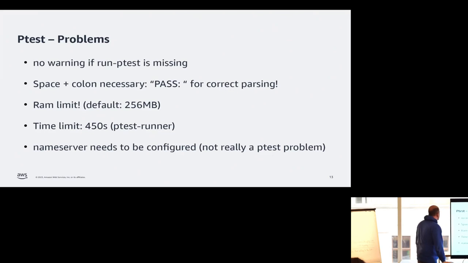Yeah, as I said, problems. It's not all problems, it's just some problems we figured out while developing those tests. So there is no warning if you miss that run-ptest, if it's not in that SRC_URI, there is no warning. If you use it, yeah, that's one mistake you can make. As said, space colon is necessary, that's how it should look to be counted correctly.